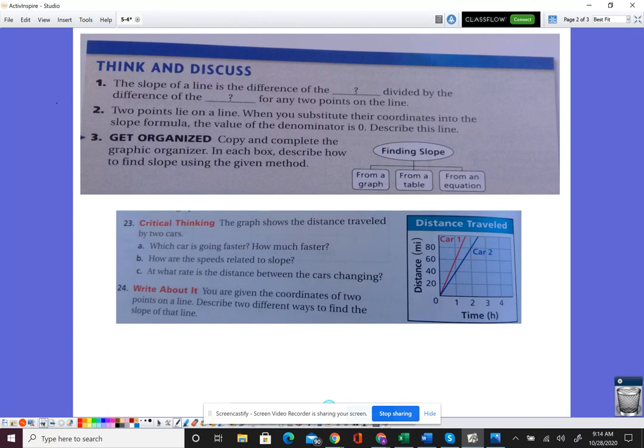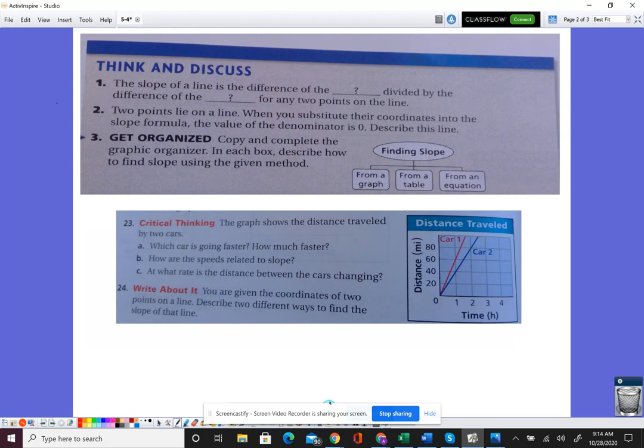Describe this line. So we talked about this as one of our special lines. When we're climbing that vertical cliff and we don't have any gears, it's impossible to climb the vertical slope. So that is a vertical line when we have a denominator of 0. So I just wanted to talk about those a little bit.